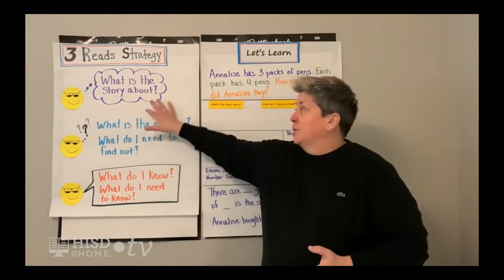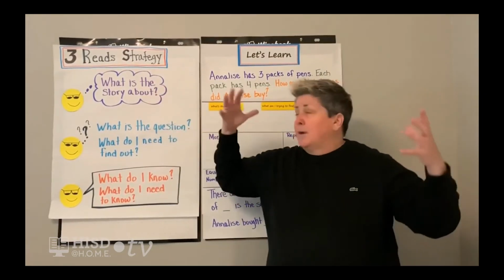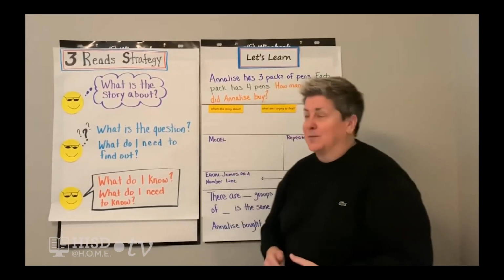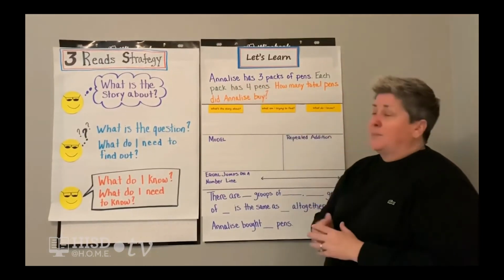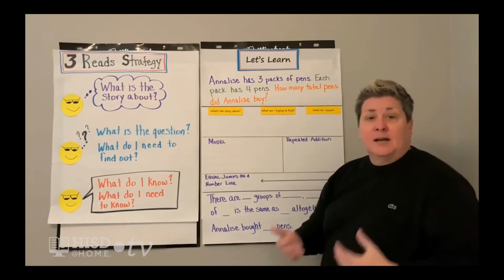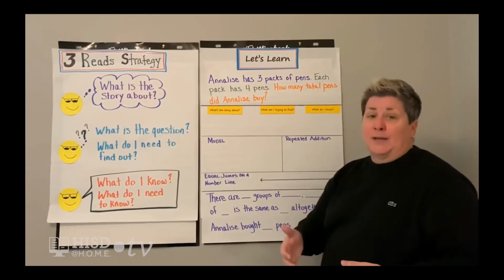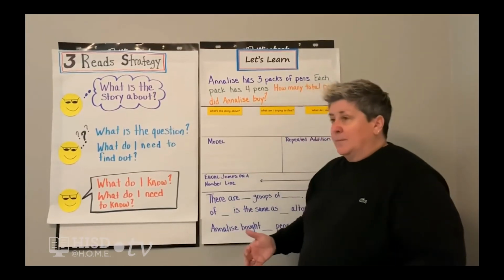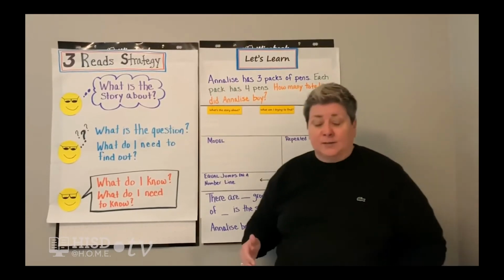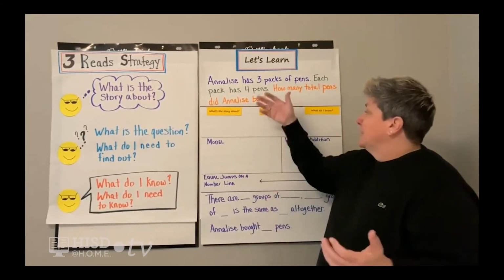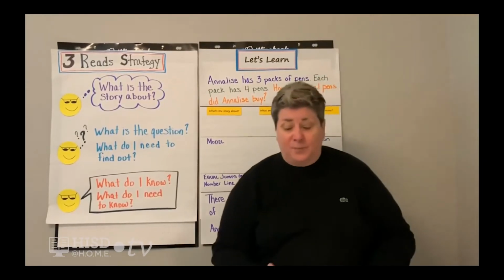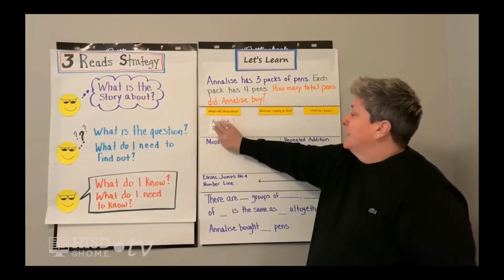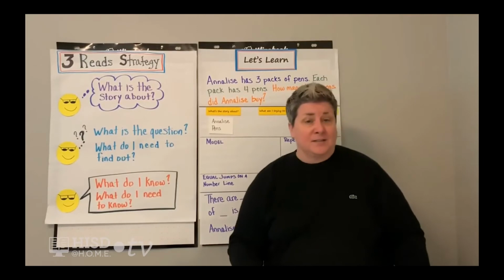Remember on our Let's Learn that the first thing that we're going to do is think about, what is this story about? So let's go ahead and get started with reading our problem. Annalise has 3 packs of pens. Each pack has 4 pens. How many total pens did Annalise buy? So what is this story about? We know that our main character is Annalise, and we also know that she's working with pens. She's bought some packs of pens. So what is our story about? Our story, and go ahead and write this down, is about Annalise and her pens.